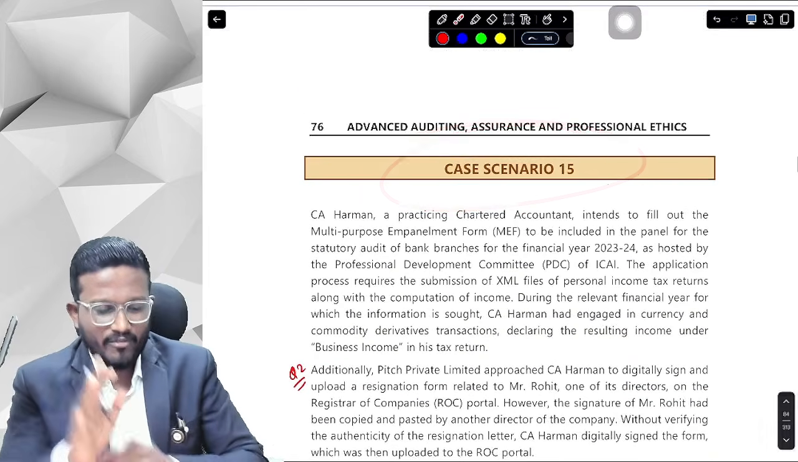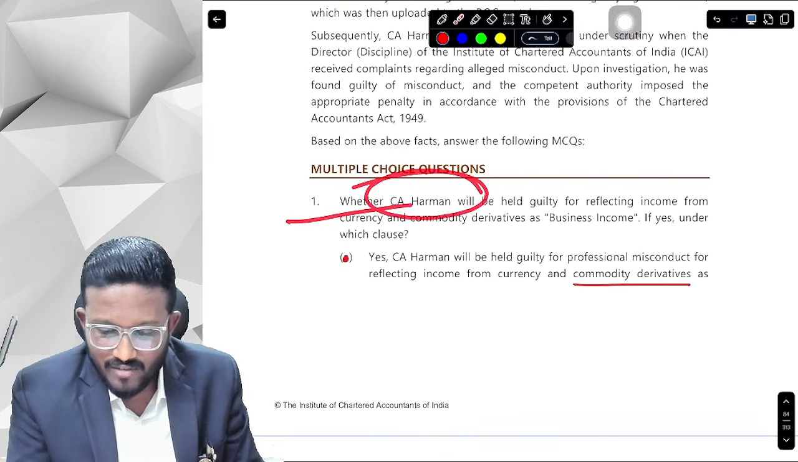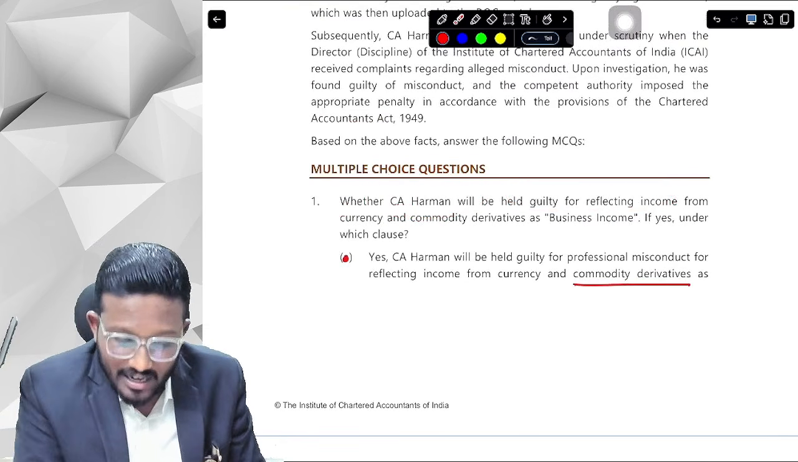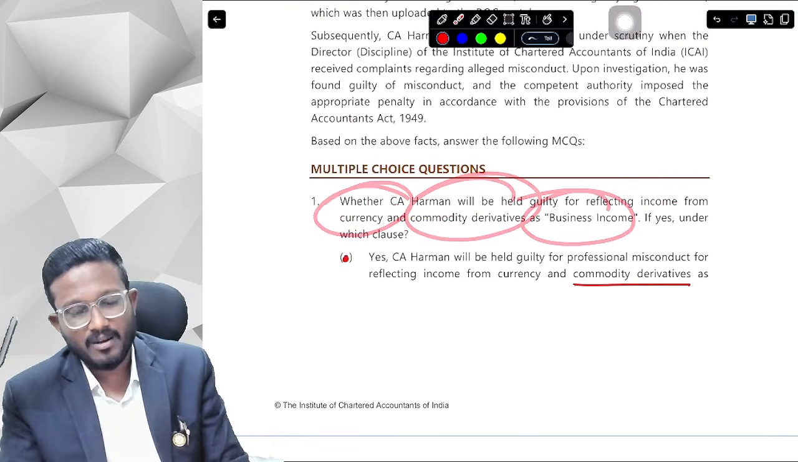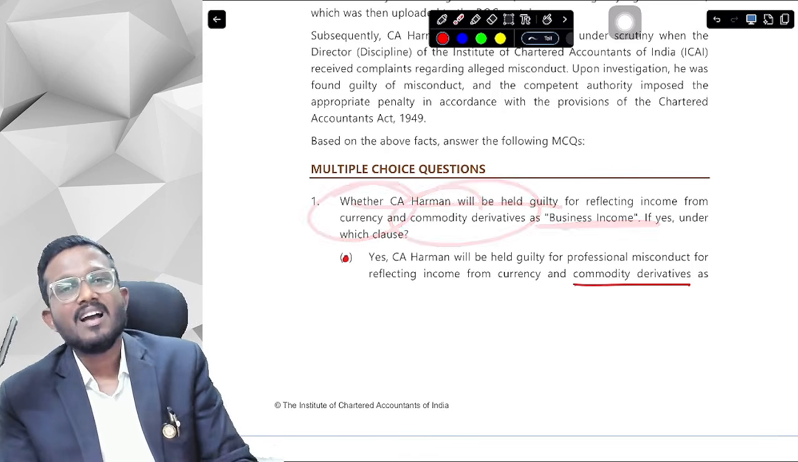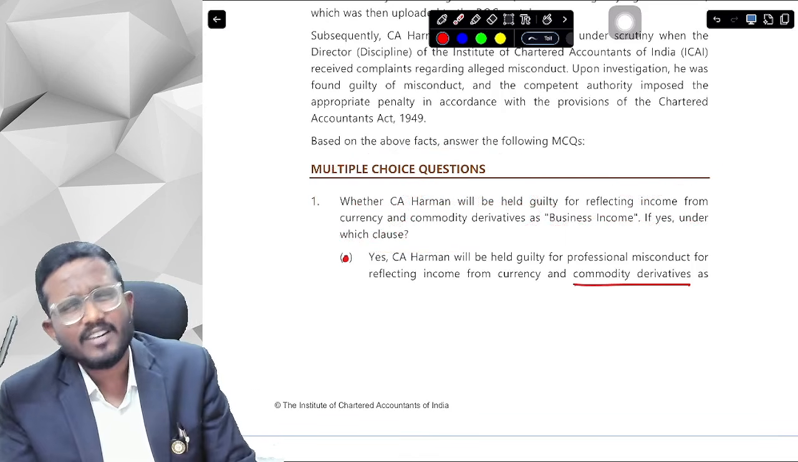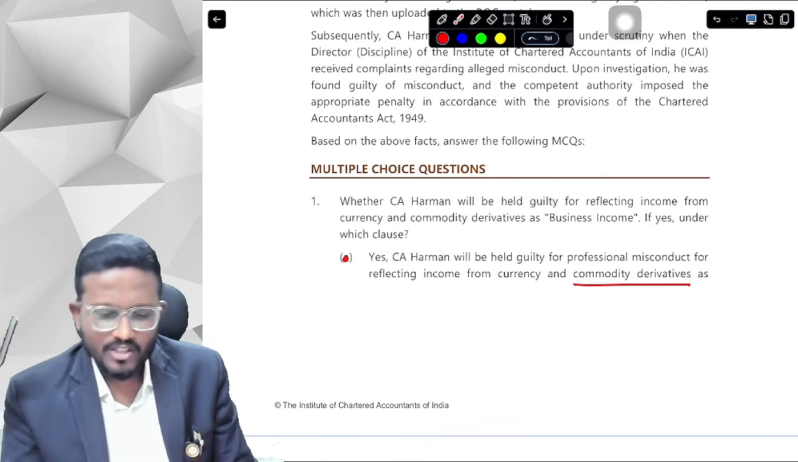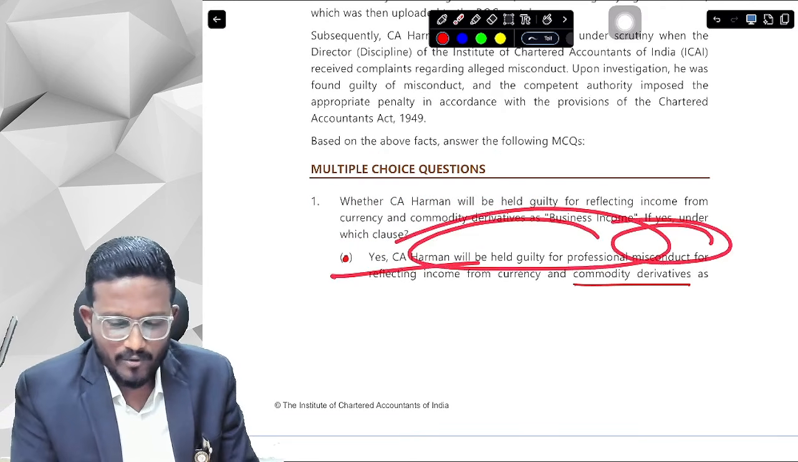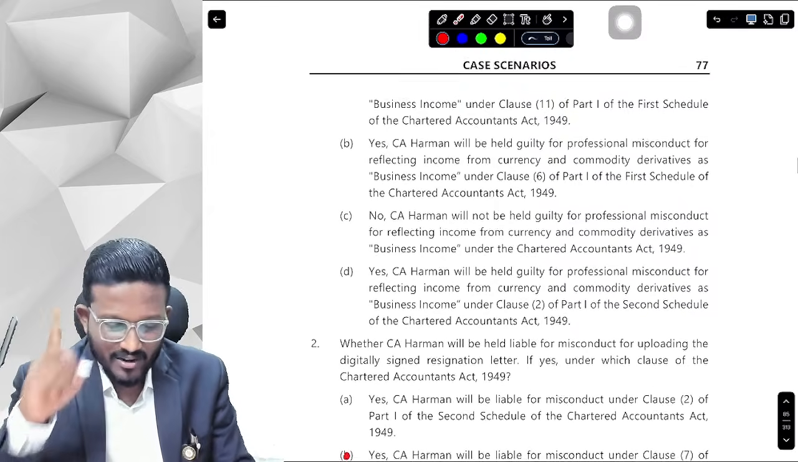Let's do case scenario number 15. What does it say, sir? It says, whether CA Herman will be held guilty for reflecting income from currency and commodity derivative as business income. Can we show commodity derivative as business income? No, sir. We cannot transact in commodity derivative. That is not allowed. So yes, CA Herman will be held guilty of professional misconduct for representing currency and commodity derivative income, since commodity derivative is not allowed.